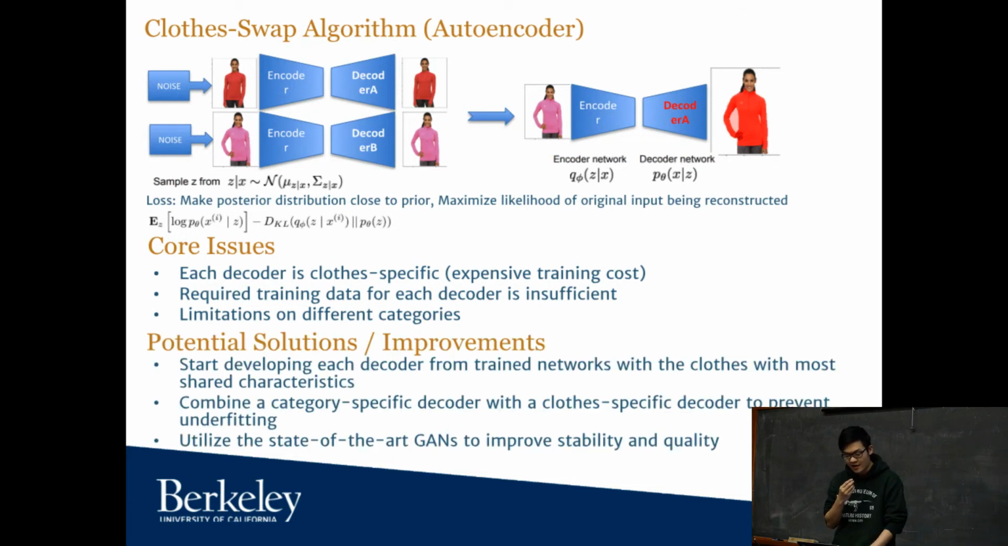And thirdly, it apparently doesn't work if you upload a selfie of your leg and you're trying to find a sweater. So our potential solutions: first, we're trying to develop each decoder from trained networks with the clothes that are most similar to it, so we only have to do the transfer cost. Secondly, we're trying to combine a category-specific decoder with a clothes-specific decoder to prevent underfitting and address the data issue. And thirdly, we're experimenting with GANs.